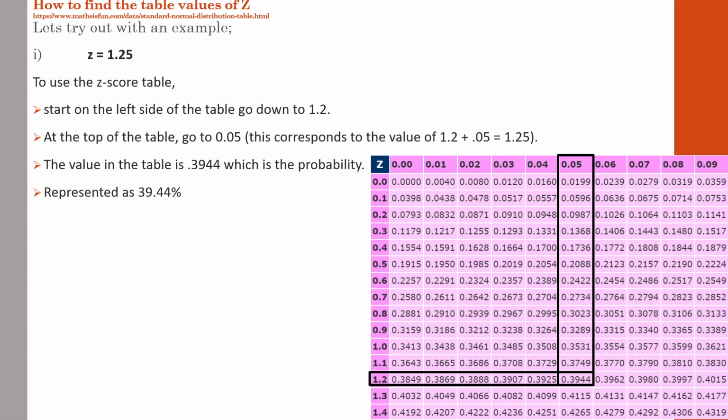In the previous session, we have learned how to find the value of z on the basis of the table value. On the basis of the equation x minus mean divided by standard deviation, you will get the value z equal to 1.25. And on the basis of the table value, it is represented as 0.3944. It is represented as 39.44. And with another example, you will get a clear picture regarding that.